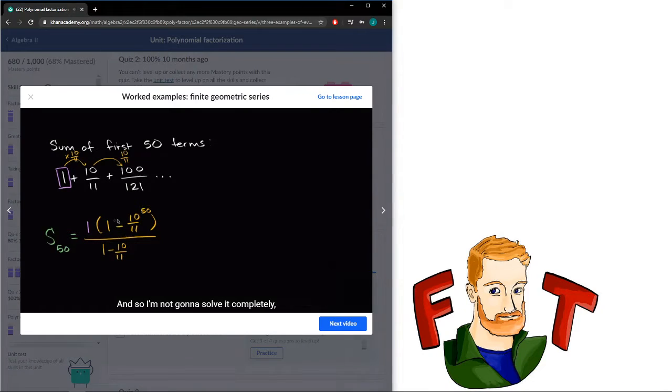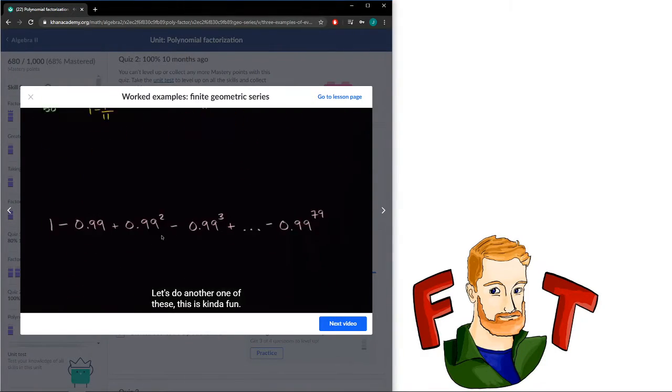And so I'm not going to solve it completely, but we can simplify this a little bit. This is going to be 1 minus, and let me put parentheses here just to make sure we're not just taking the 10 to the 50th power, 10 elevenths to the 50th power, over 11 elevenths minus 10 elevenths, which is 1 over 11. And so this is the same thing as multiplying the numerator by 11. So this is equal to 11 times 1 minus 10 elevenths to the 50th power. You could try to simplify this even more, but this gets us pretty far. At this point, it is just arithmetic. Let's do another one of these. This is kind of fun.